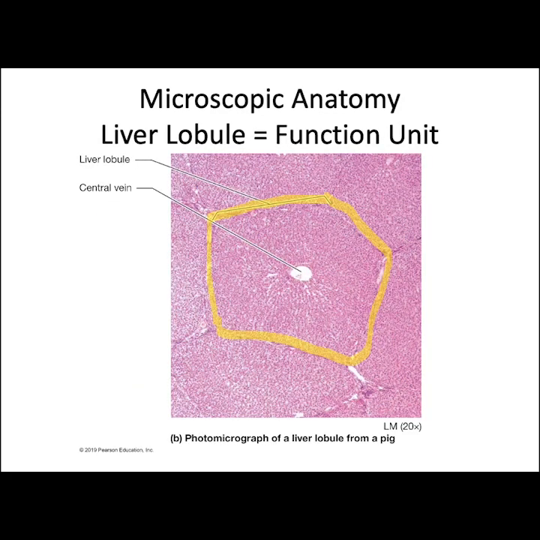Now let's look at the microscopic anatomy of the liver. The liver consists of repeating units called lobules. The cells within the lobules carry out the work of the liver, and so these lobules are referred to as the functional units of the liver. Each lobule is 6-sided, and they are about the size of a sesame seed. In this micrograph, I have highlighted a lobule.